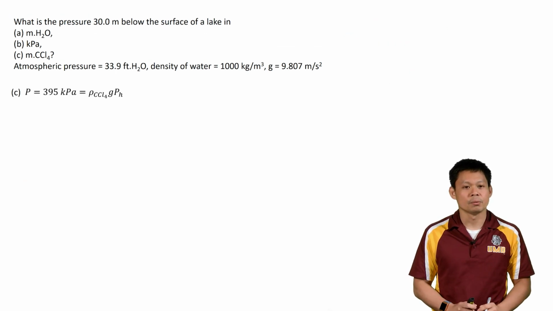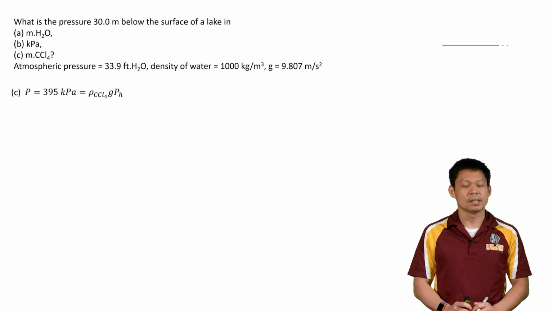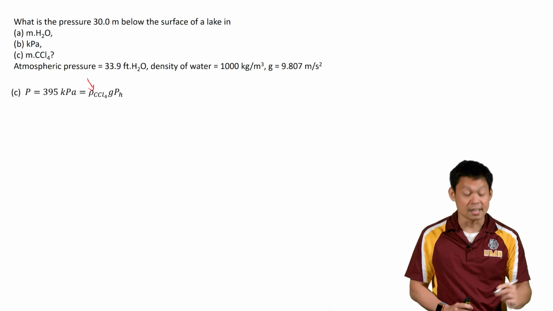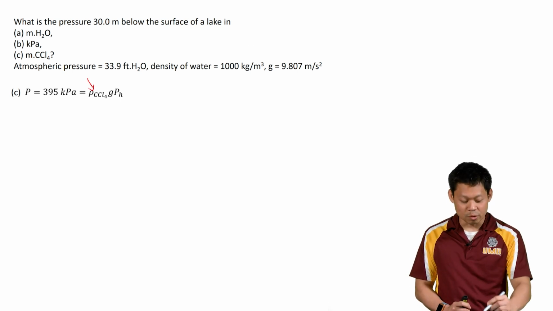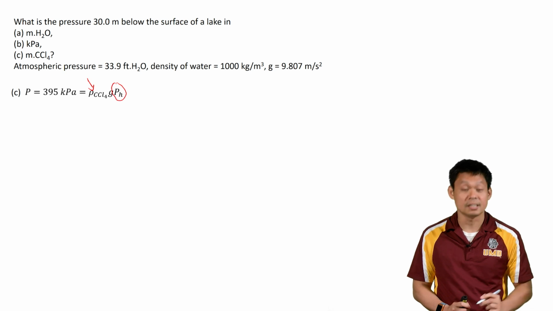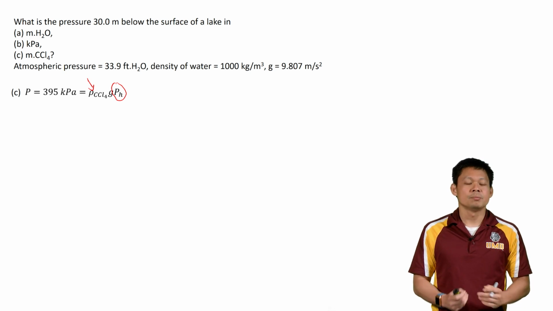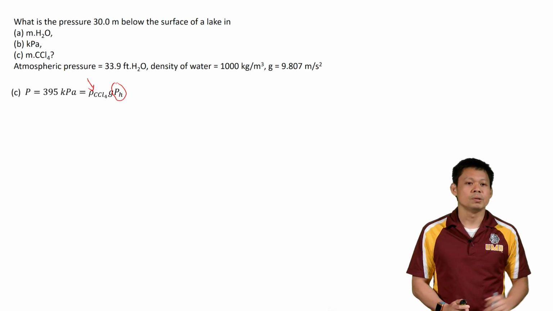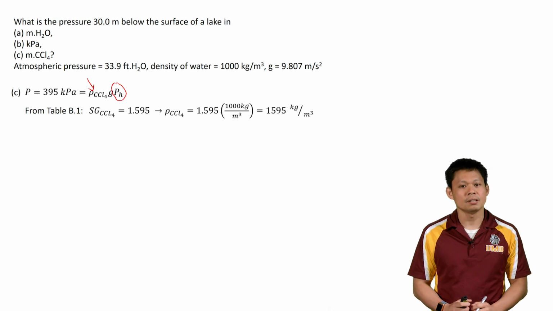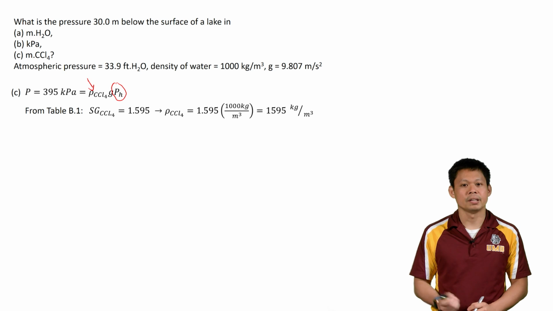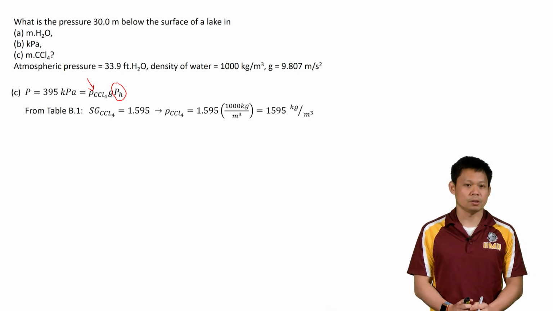So in the first way, we're just going to use that same equation, P is equal to rho g h. But now in this case, we're looking at carbon tetrachloride. So the density we're looking at is the density of carbon tetrachloride. And what we're trying to solve for is this h right here that will give us our pressure in head of carbon tetrachloride. In terms of the density, we can look that up in table B1. It will give us the specific gravity, multiply that by our reference density, which is the density of water, and we get 1595 kilograms per meter cubed.